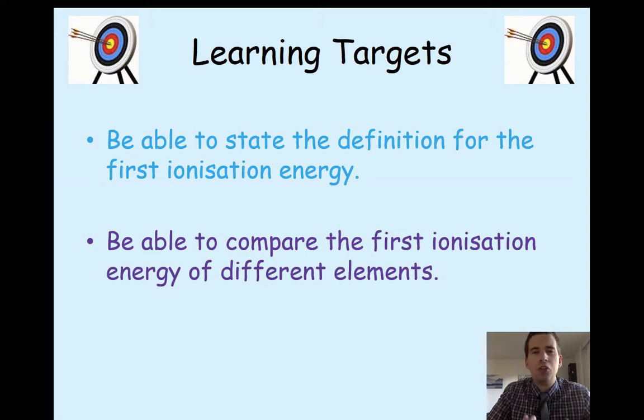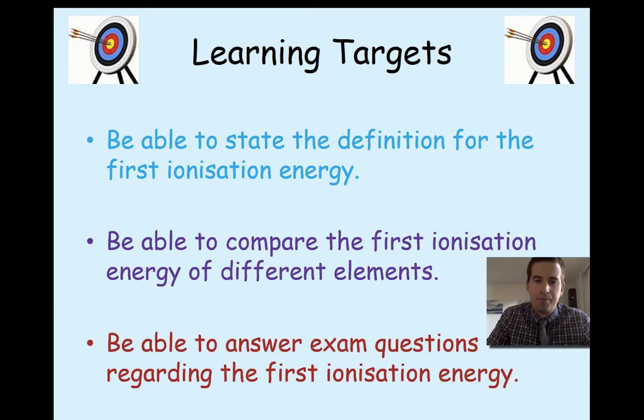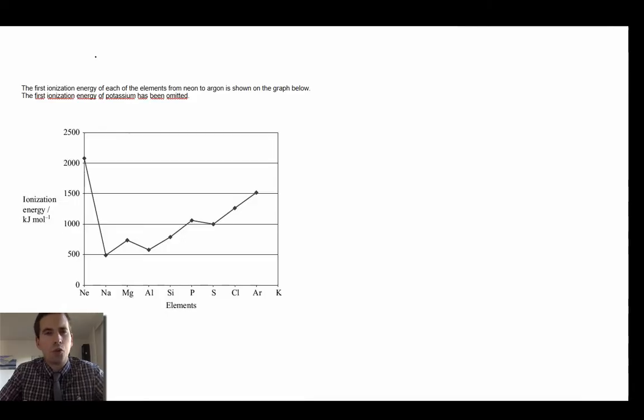We're going to be looking at the first ionization energy of different elements, and you should be able to predict patterns. And we're going to look at an actual past paper question and go through how to answer it. Okay, so questions looking at first ionization energy are often about comparing different elements. You should become familiar with graphs such as this.